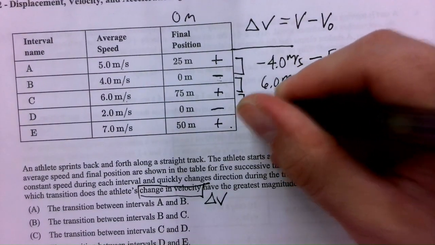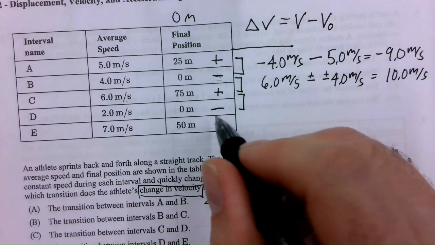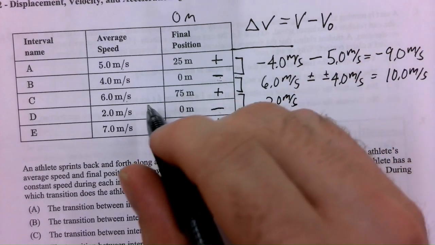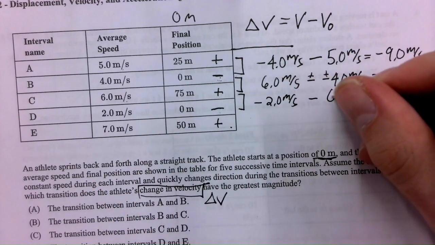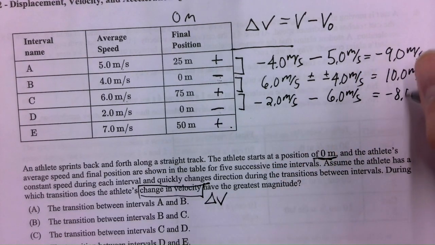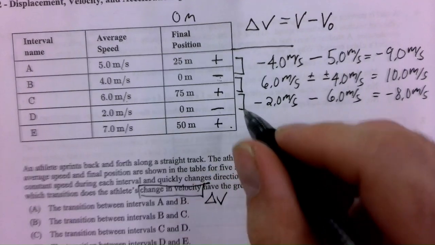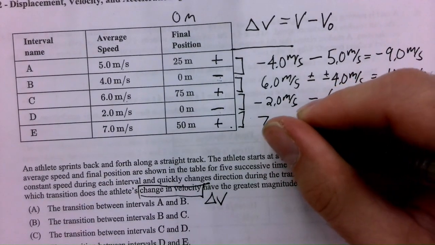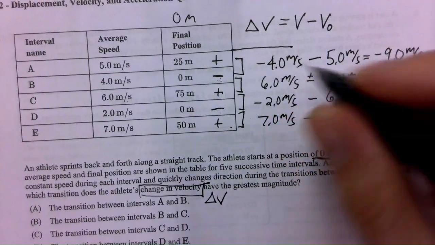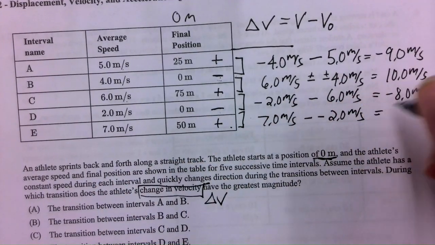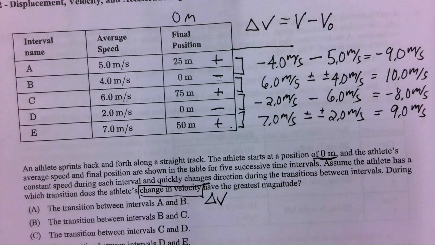From C to D, we go from minus 2 meters per second. That's what we end with for our velocity. And we started with 6 meters per second. Minus 2 minus 6 is going to be minus 8 meters per second. And then for the last interval, we end at 7 meters per second. And we started at minus 2 meters per second. So this ends up adding, and we get 9 meters per second.